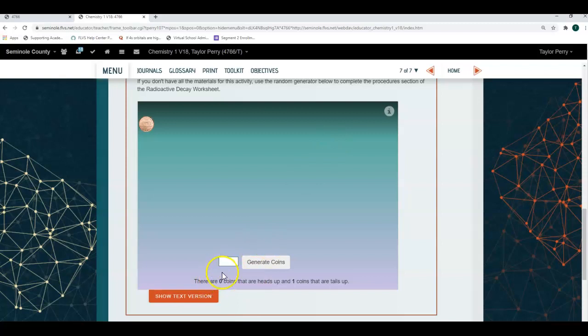What we're going to do is use these pennies for the same idea, and basically any pennies that have gone tails up instead of heads up, we're going to consider those decayed, and we'll take them out.